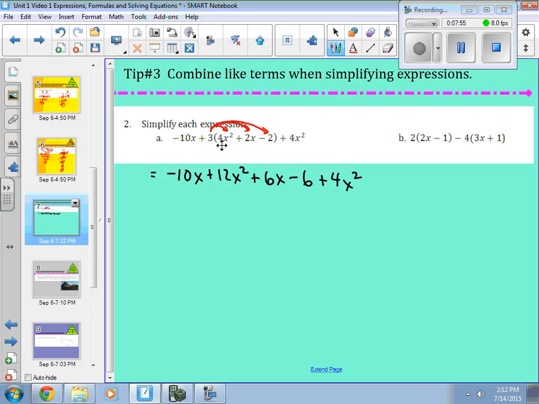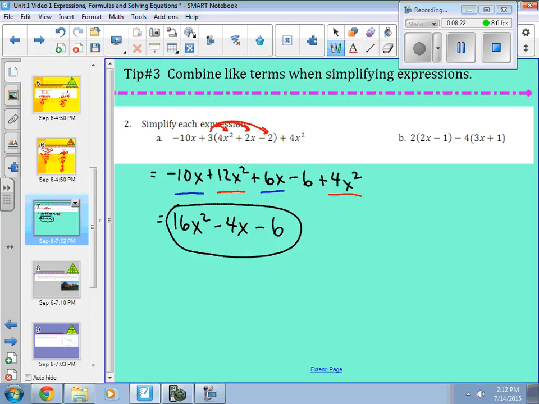Okay, usually you start with the highest power. The highest power here we got is x squared, and there's 2 of them, so let's combine those together. 12 plus 4 is going to be 16x squared. Then look for the next biggest power, which would be just x to the first power. We got 2 of those. Negative 10 plus 6 is negative 4x. And then finally we have this last minus 6. There is no like terms with it. That's our answer. We can't combine any more of that because they're not like terms.